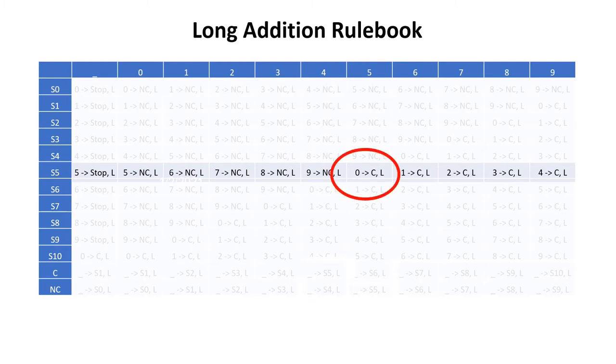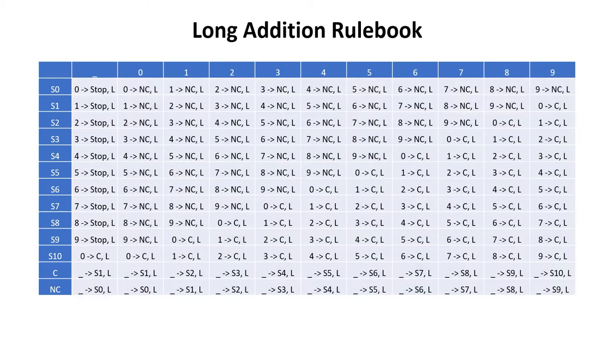If we're in rule S5 and we see a 5, though, we know the answer is 10, so we need to write down the 0, go to the carry state, and move left. So hopefully the rulebook makes a bit more sense now. The final condition is stop, and we stop when we see a blank in the bottom row.